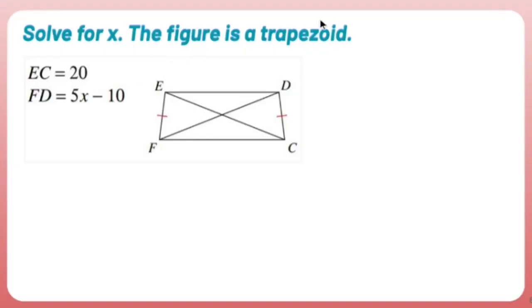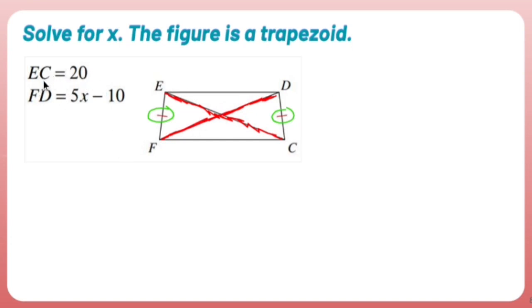Solve for x, the figure is a trapezoid. Actually, let's be a little bit more specific. See how these guys are congruent? This figure is an isosceles trapezoid. And the rule for isosceles trapezoids is that the diagonals are not only bisecting each other, they're actually congruent. If these weren't isosceles trapezoids, they wouldn't be congruent. But in this case, these two, EC and FD, are congruent.